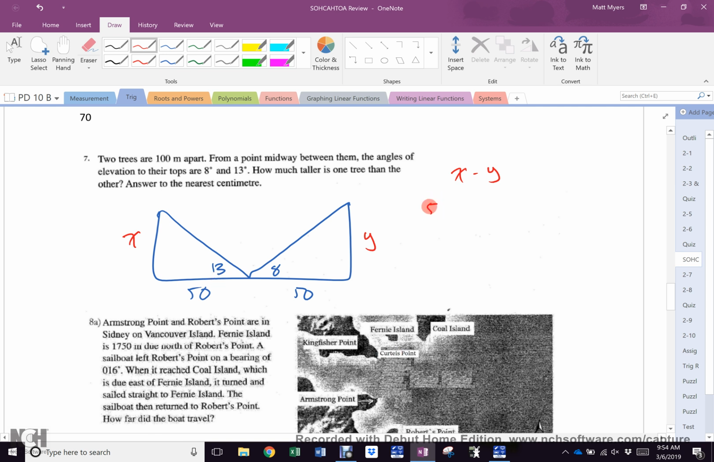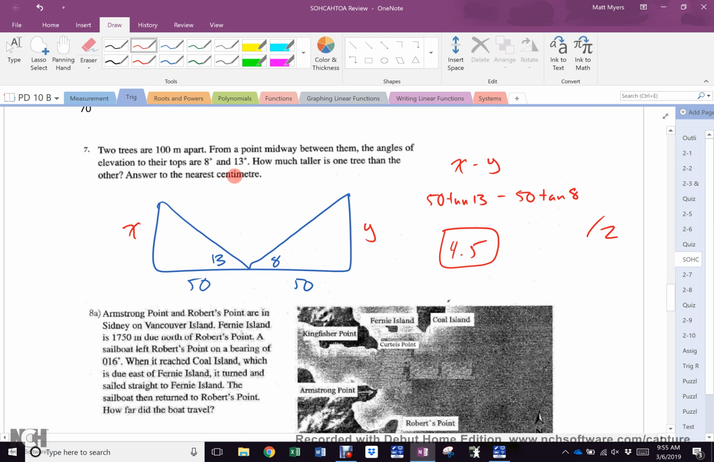X is 50 tan 13 minus Y 50 tan 8. How do I know X is taller? Because 13 is a higher angle of elevation, so I had to look higher to see the top of it. That is the way you would do the work. This is out of 2, and the answer is 4.51 or 4.52 if you're going to go to 2 decimal places. Oh, it says the nearest centimeter, so you did need to go to 2 decimal places, which is 4.52. Take off a half mark if you did not read.